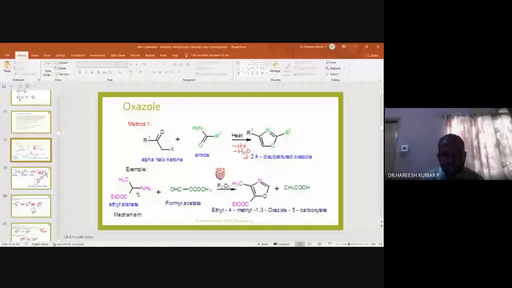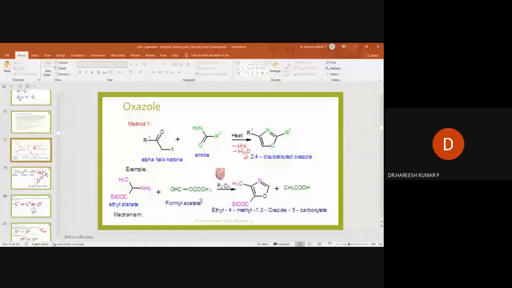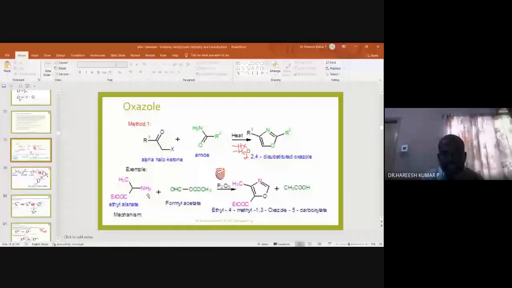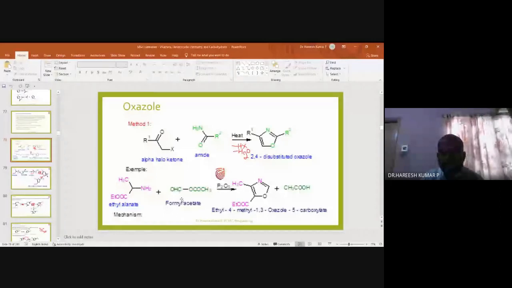If this ethyl alanate is treated with formyl acetate, this group is called formyl, and this is acetate. So formyl acetate will act as a source of CHO. CHO means formyl group. Now, how does the reaction occur? There will be a reaction, more particularly, between this nitrogen and this carbon. So that means H2 and O will go out as a water molecule.